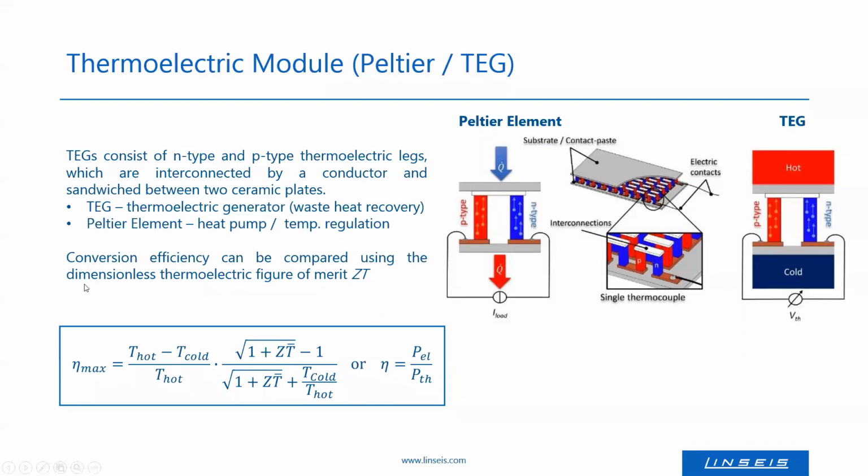The thermoelectric conversion efficiency of a module can theoretically be calculated using the average ZT values of the N and P type legs, which is shown here with this formula. And another way, which is more practical, would be measuring the electrical power output at a given thermal load, shown here with this formula.